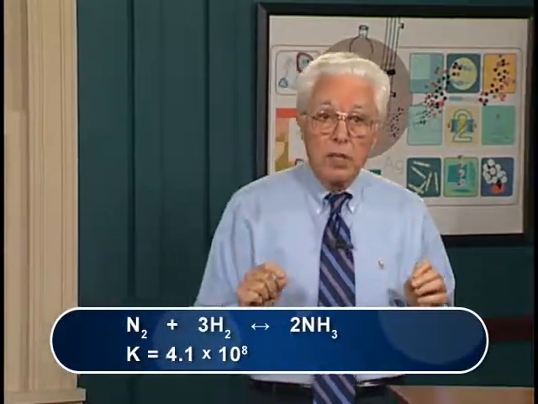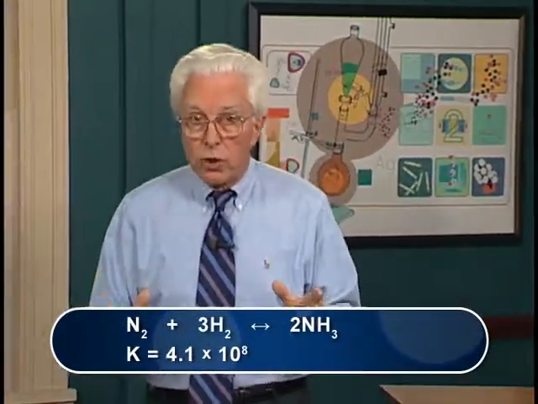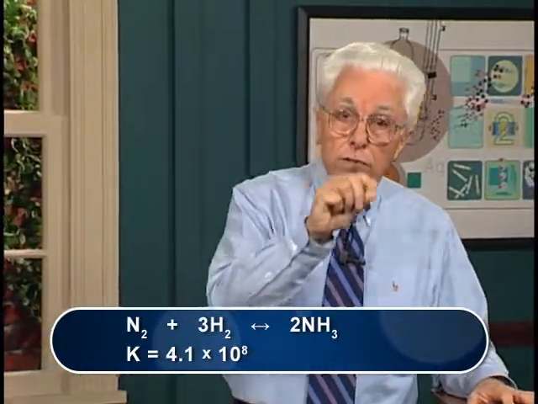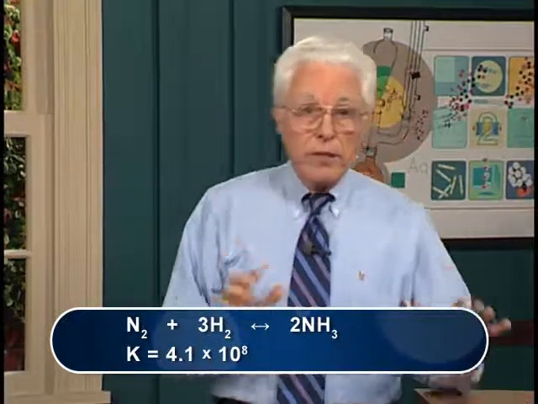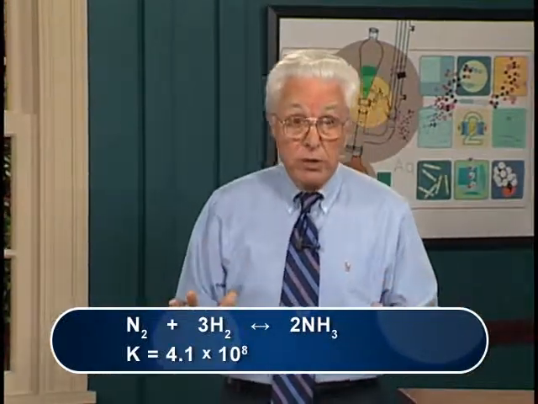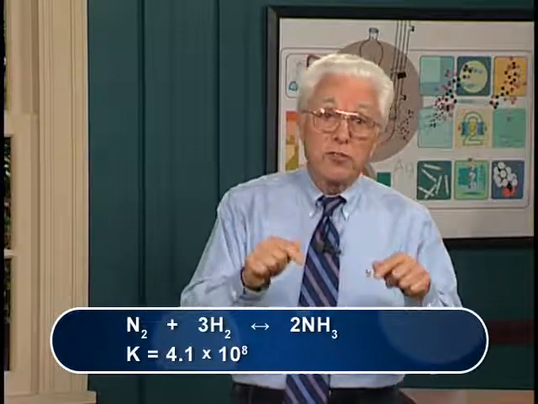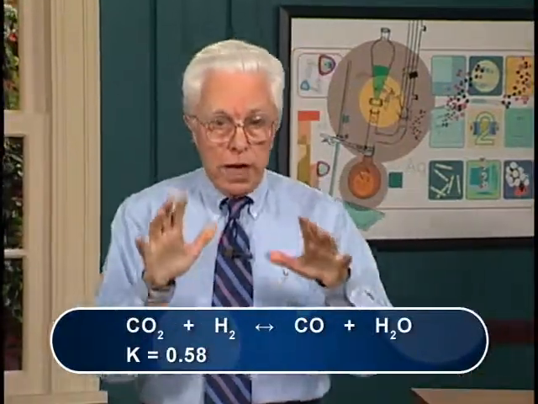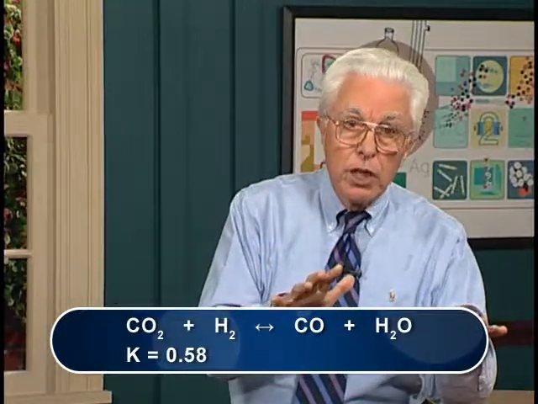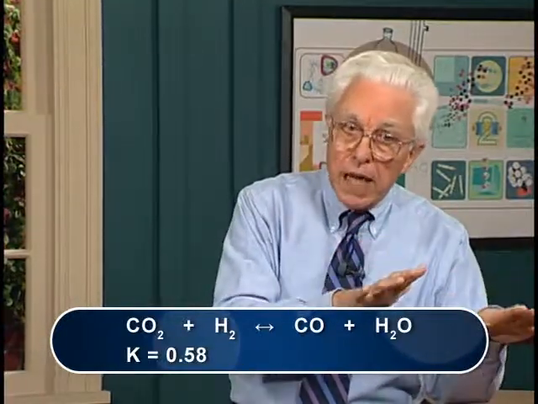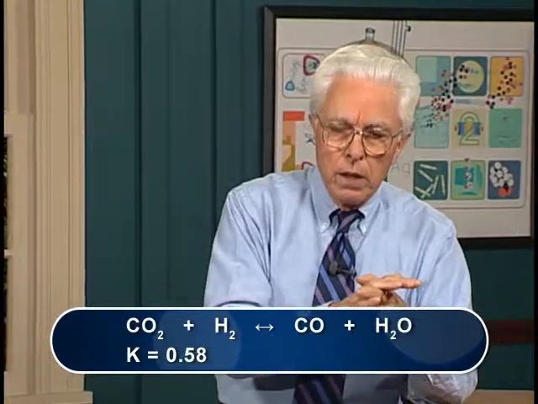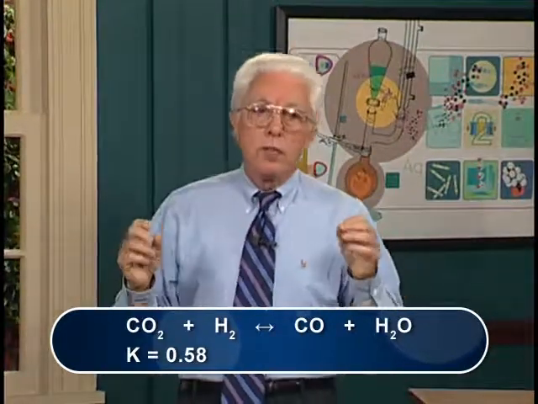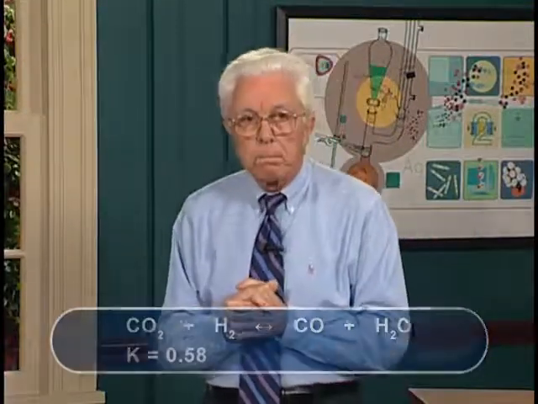The second reaction is one we've seen quite a bit in this course. Nitrogen gas and hydrogen gas reacting to form ammonia. And the equilibrium constant for that reaction is 4.1 times 10 to the 8th. The last reaction is carbon dioxide plus hydrogen react to produce carbon monoxide and water. And the equilibrium constant for that reaction happens to be 0.58.